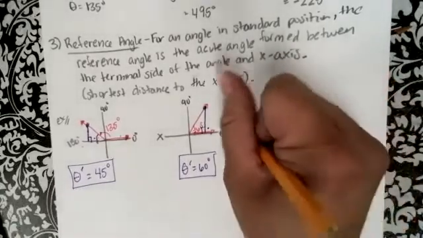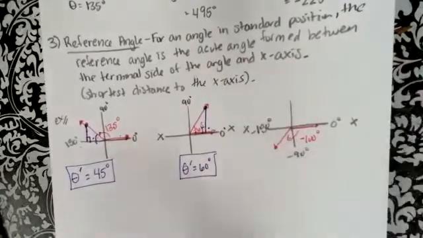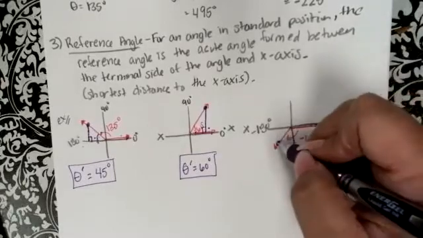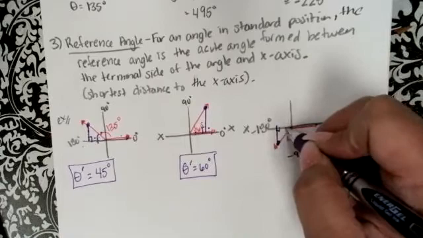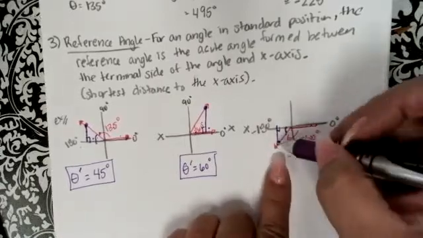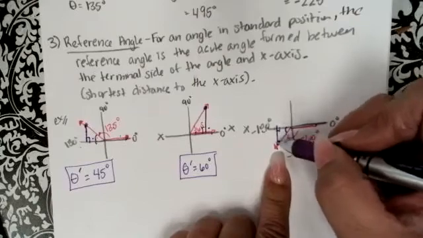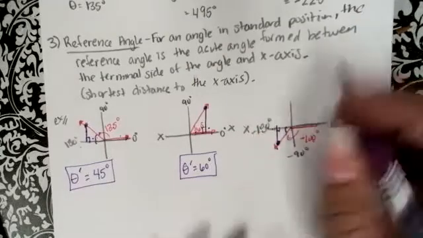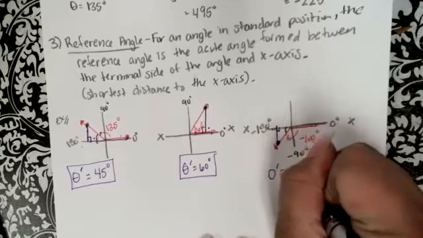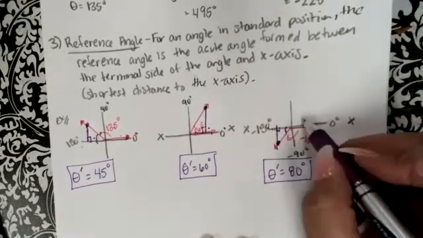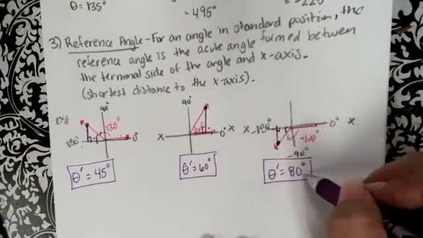This is my x-axis, so this is where I'm ending. I'm ending at negative 100. Shortest distance to the x-axis means I'm going to go up. So I need to know the difference between negative 100 and negative 180, and that difference is 80. Your reference angle is always going to be a positive number. And just know that the reference angle should be between 0 and 90. It should never be more than 90.